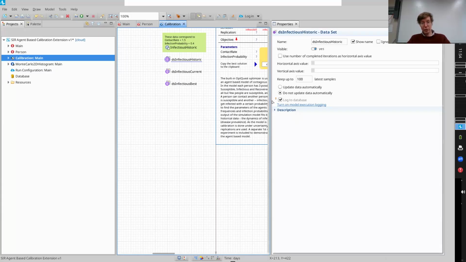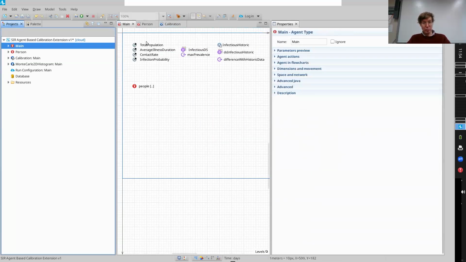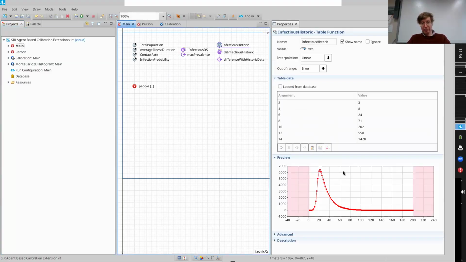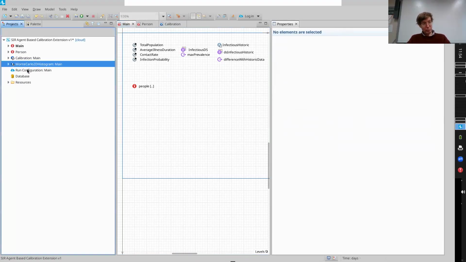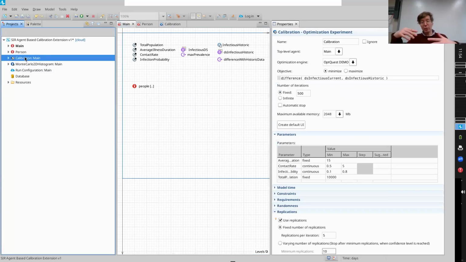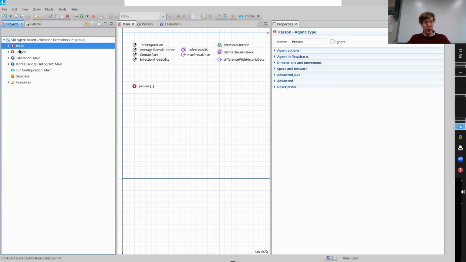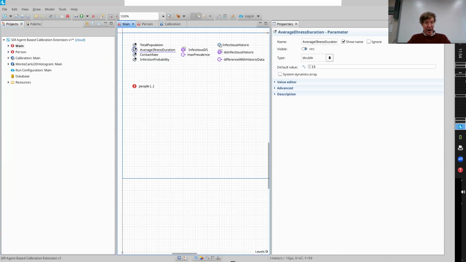This DS infectious historic is this value we are seeking to match, and we get it from this point here. Okay, so let's see how this runs. We've been talking about the structure of the implementation of this. I should say, and I stand remiss for not emphasizing it, for this we have an age-based model with a total population, some assumptions about infection probability, contact rate. These are the two that this is modifying. And then average infectious duration. Okay.